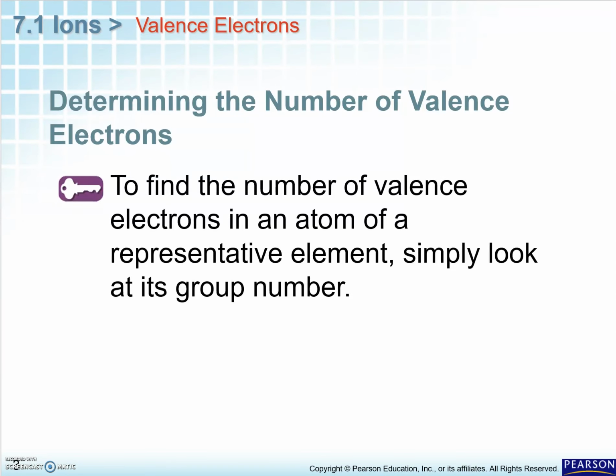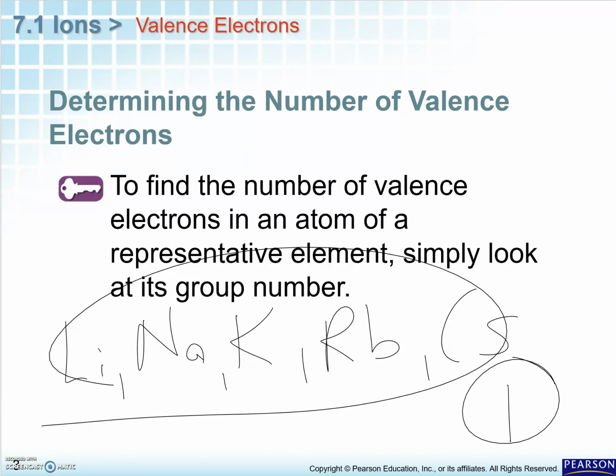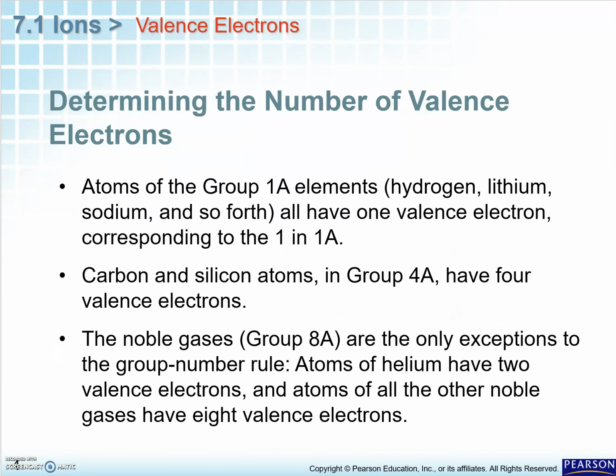So for example, if you were to look at lithium, sodium, potassium, rubidium, cesium, all of these are in the same group, and they all have the same number of valence electrons, which would be only 1. So group 1 is always going to have 1 valence electron. If you go over a little bit farther, such as group 4A or maybe number 14 on your periodic table, depending on what you're looking at, that will be showing you 4 valence electrons.